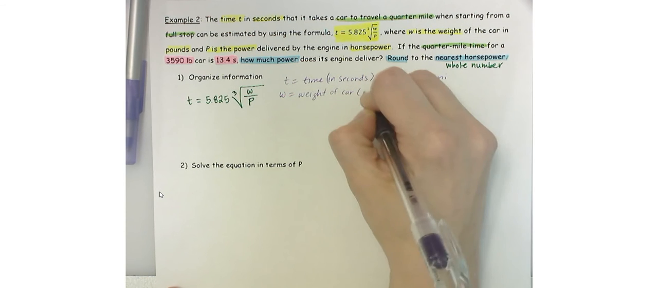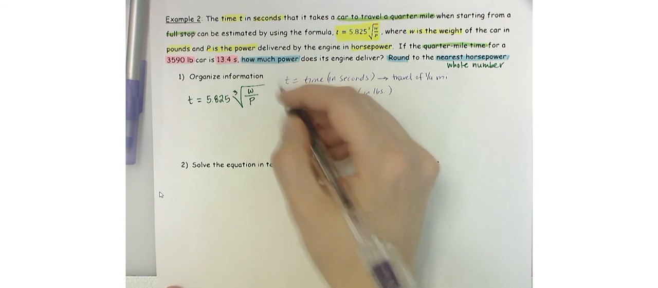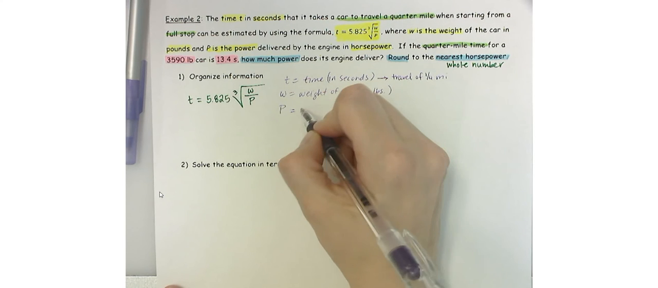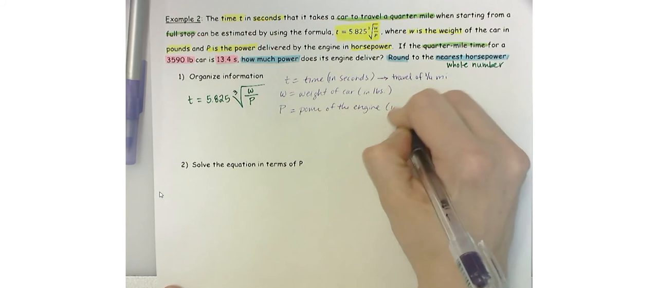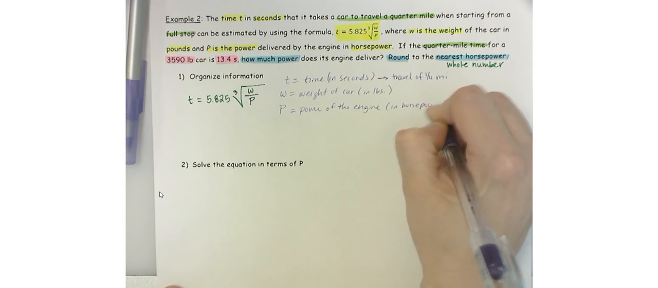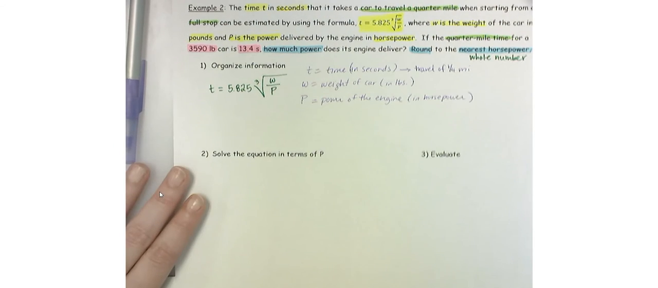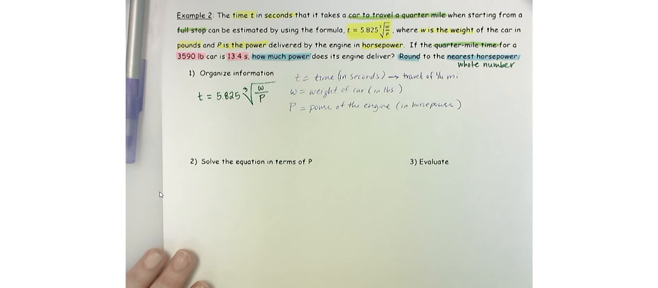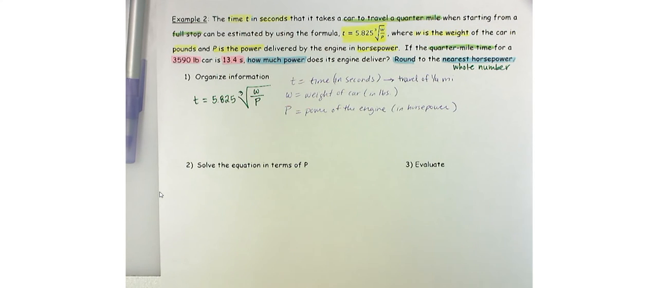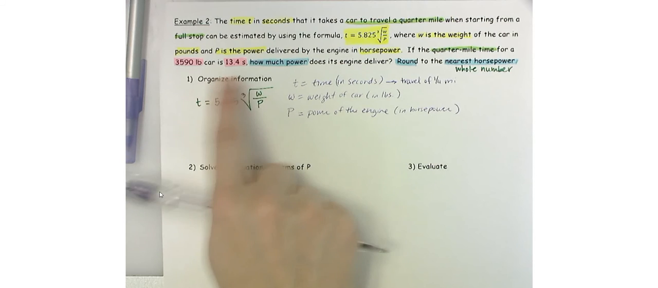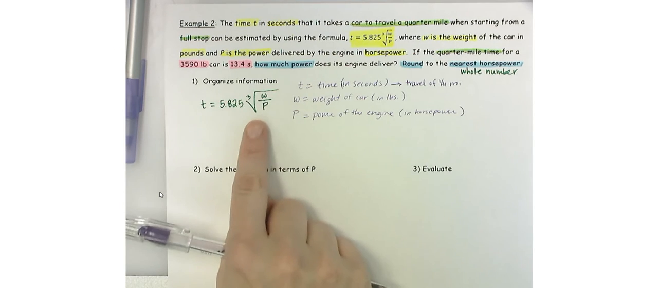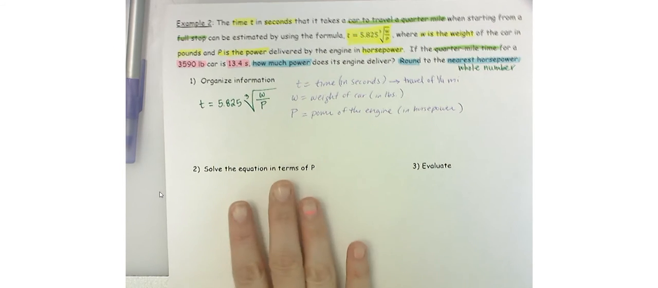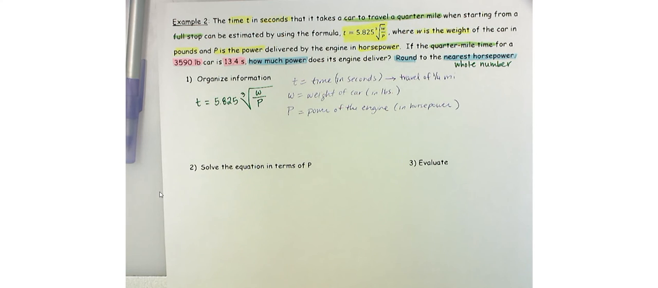Now if you were doing this exact question on an SAT, then you would probably just plug in your values, and then you would be able to solve using that process. But a really common SAT question is to solve an equation for a different variable, so that's what we're going to do first. So we're going to solve the equation in terms of P. That means instead of having T equals, we want our equation to be P equals. And then for step 3, that's when we're going to evaluate using the given information.